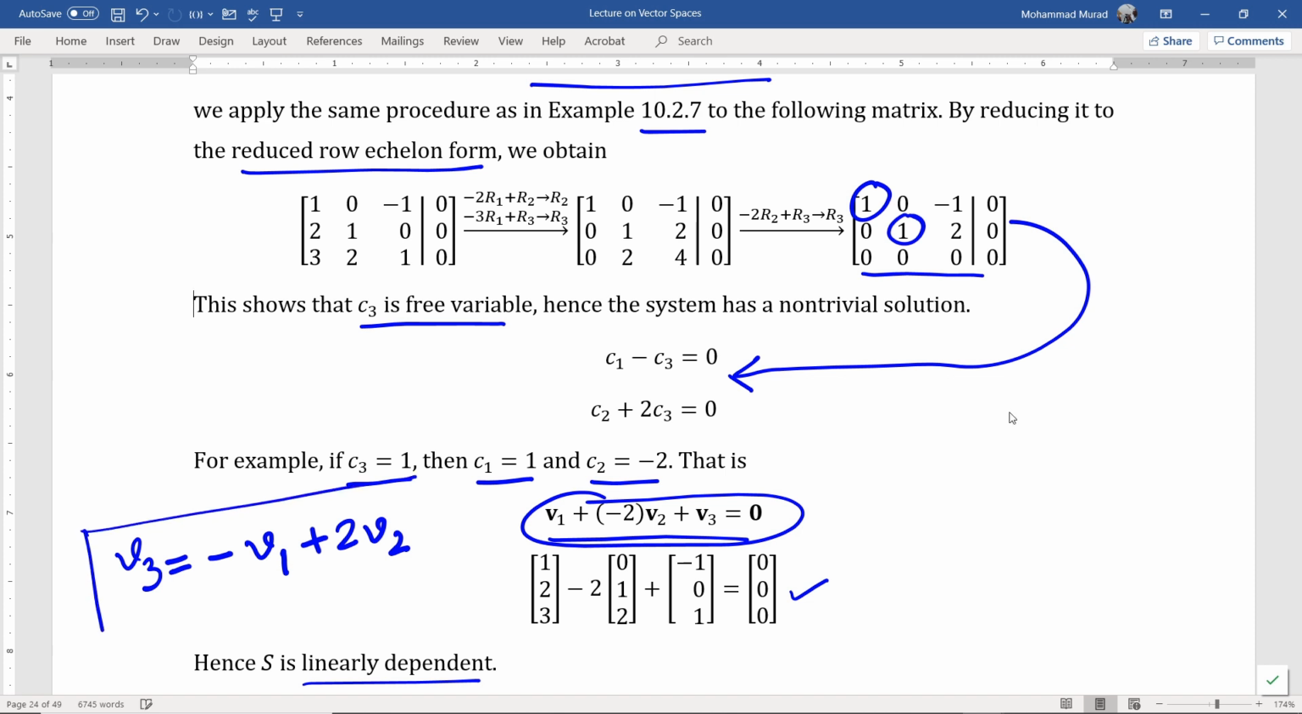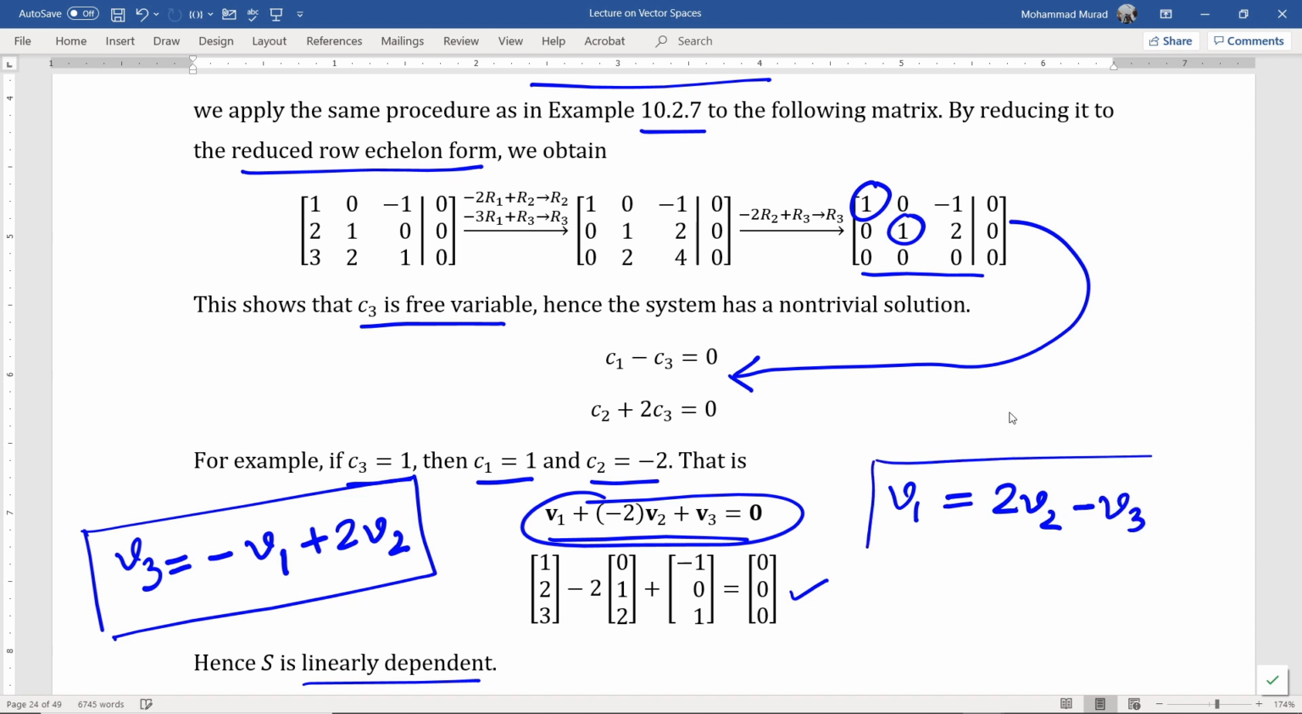This shows that the third vector is a linear combination of the first two vectors. We could also have written the second vector as a linear combination of the first and third vectors. Or the first vector V sub 1 is a linear combination of the second and the third vector, as shown here. So this shows the set S is linearly dependent.